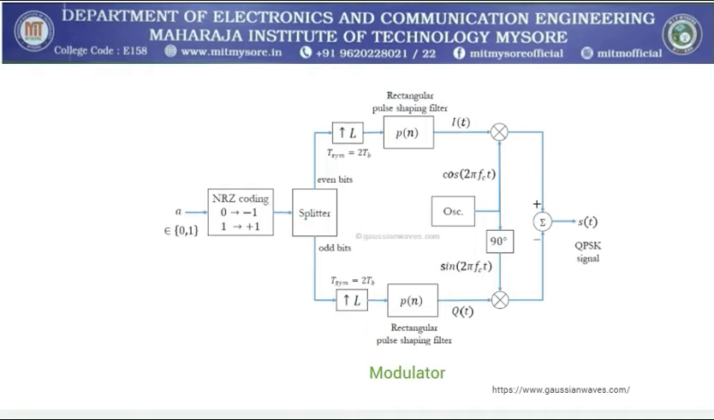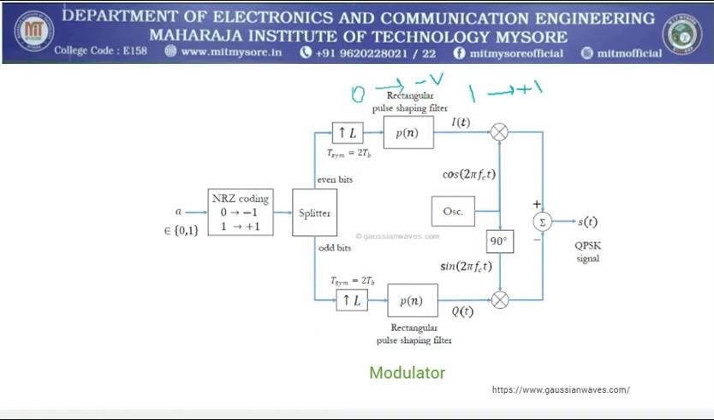The splitter splits the even and odd bits, and they will be given to the blocks. Usually 2Tb time will be taken to do it. Then that will be sent to a rectangular pulse shaping filter. Then it is multiplied with the oscillators, and with the help of a phase shift of 90 degrees, you are going to have it represented as minus V volts. So you are going to get minus V into cos 2πft. Likewise, if I have a 1, it will be plus V volts.